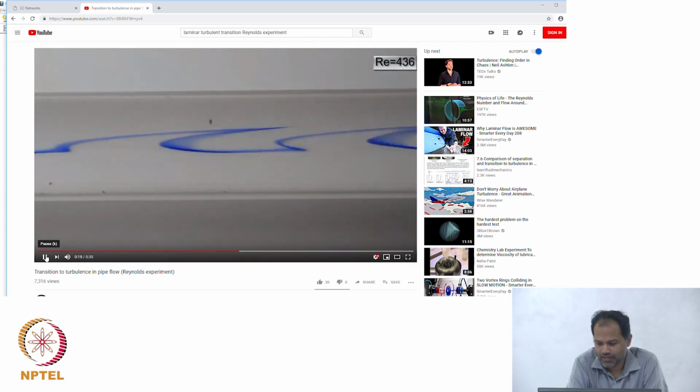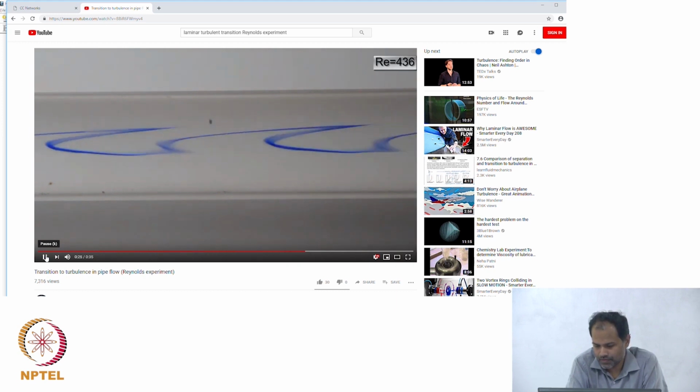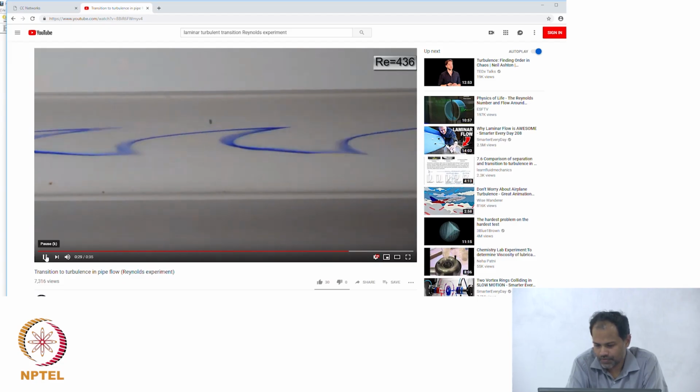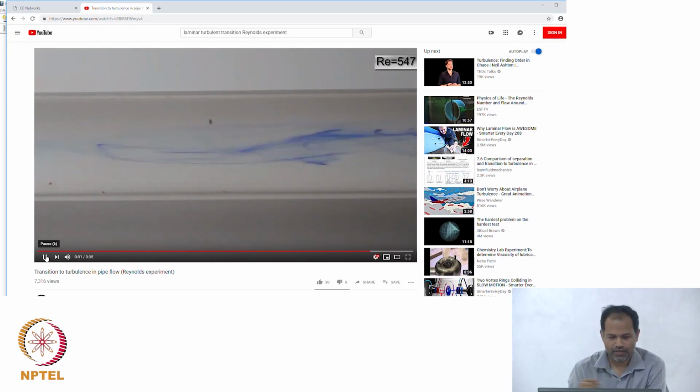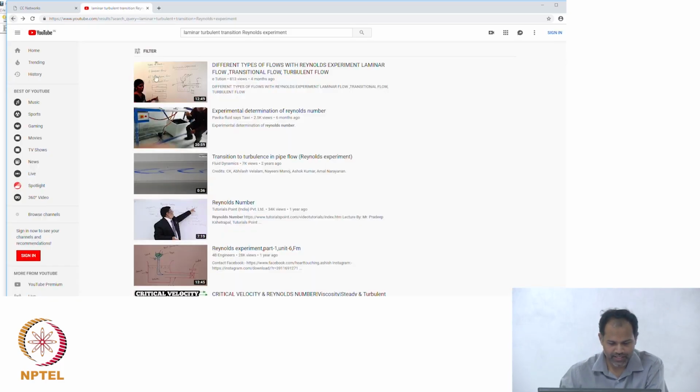Okay, so laminar, that's transition, and there goes the turbulence. Now, we can actually see it in quite a lot of situations.